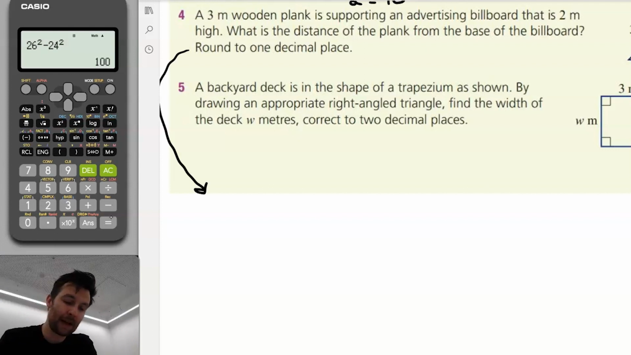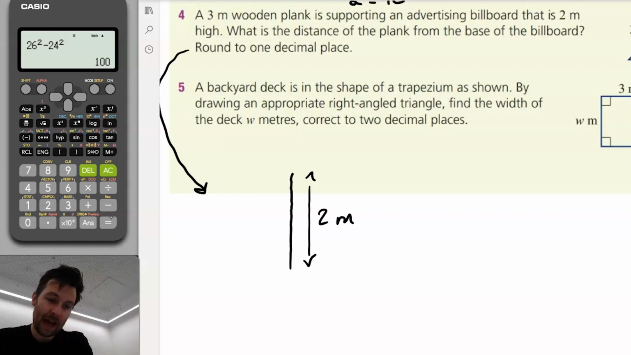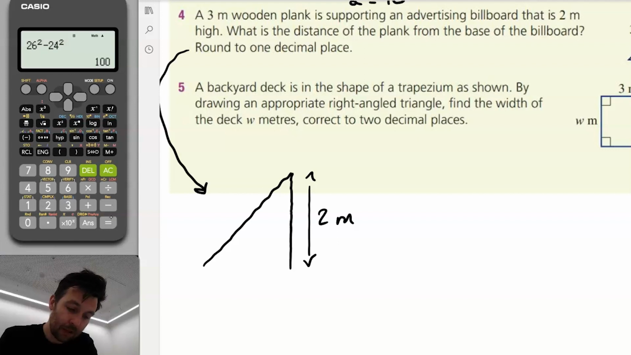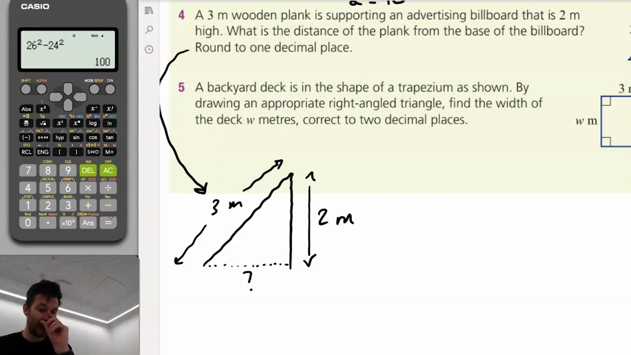That's probably easiest. I'm going to draw it from the side because that's probably where our right angle triangle is going to be. So our billboard is 2 meters high. So yeah, 2 meters. And we are holding it up with a 3-meter wooden plank. So I reckon that wooden plank is going to go there. That's 3 meters. Cool. And then we want to find out what is the distance of the plank from the base of the board. That's the mystery length there.